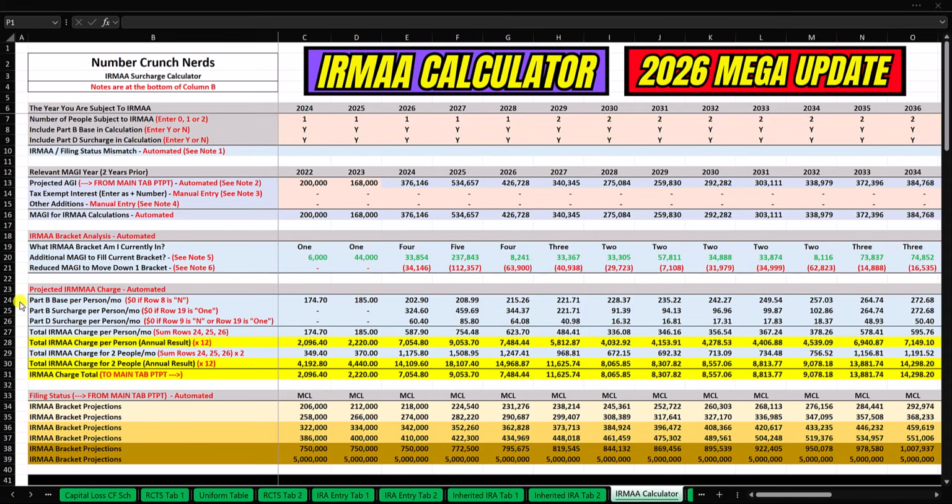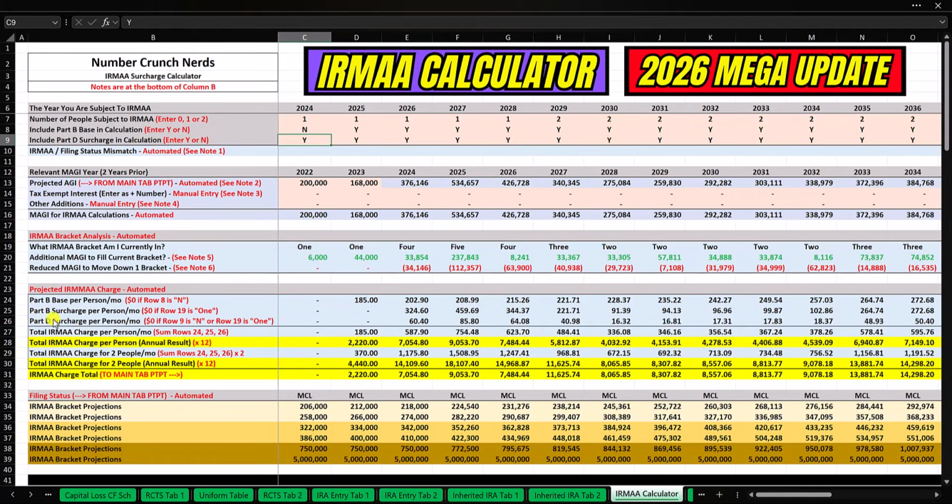So going right down here to the results calculation, Part B base per person per month, this will be 0 if row 8 is toggled to N. So going back up here, you can see that this is the choice to include the Part B base right here. Right now it is toggled to Y. I'm going to go ahead and change that to N and hit enter on my keyboard, and you can see now that the Part B base has been excluded from the calculation.